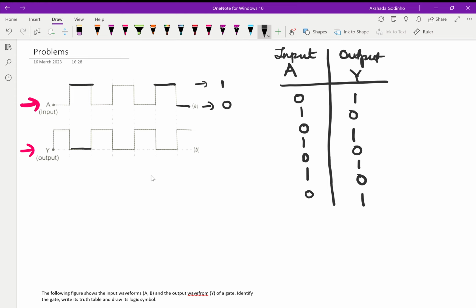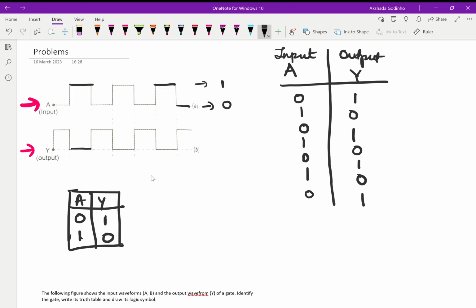Now we have a fair idea what this gate could be. Looking at our input and the output, this truth table might be very familiar to you if you've gone through my previous videos. This truth table is nothing but the table with A and Y, where 0 is giving you 1, and if the input is 1, it is giving you 0.